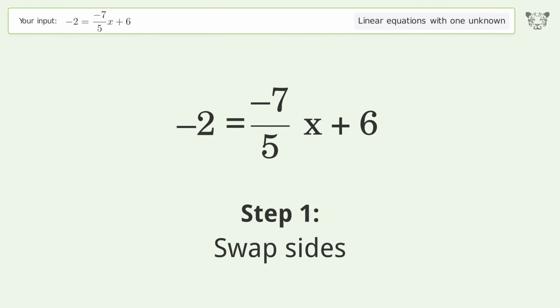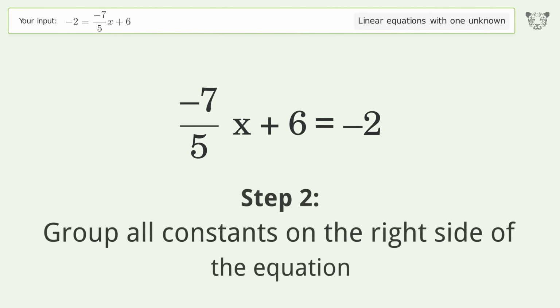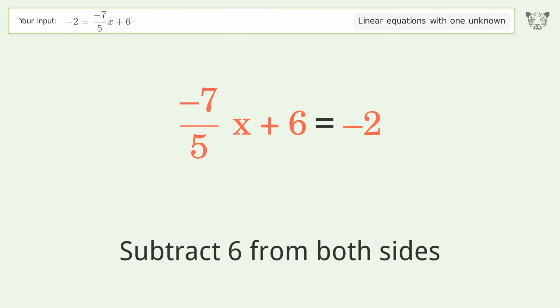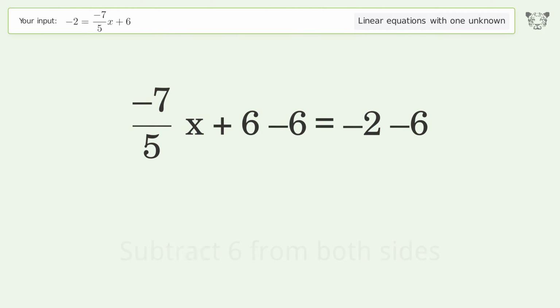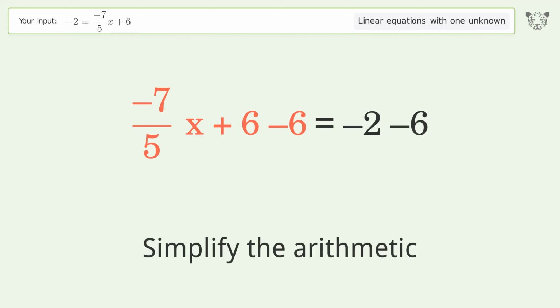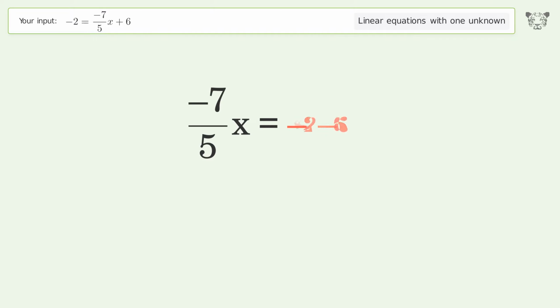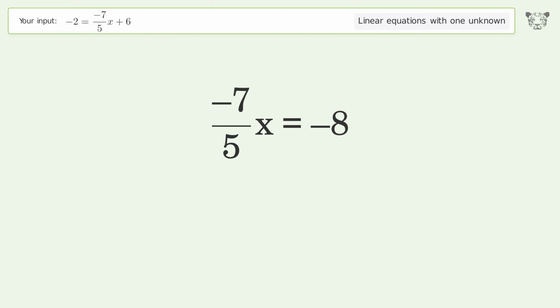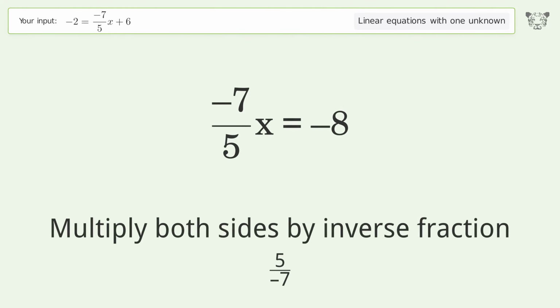Swap sides. Group all constants on the right side of the equation. Subtract 6 from both sides. Simplify the arithmetic. Isolate the x. Multiply both sides by inverse fraction 5/7.